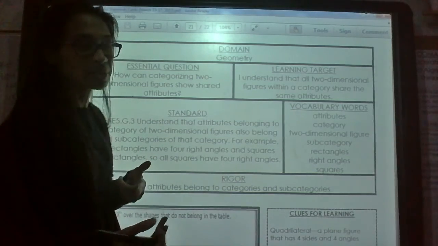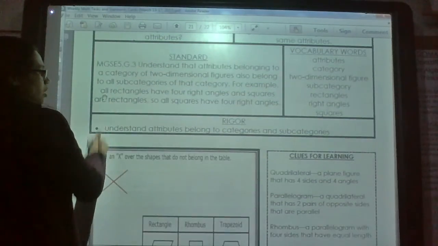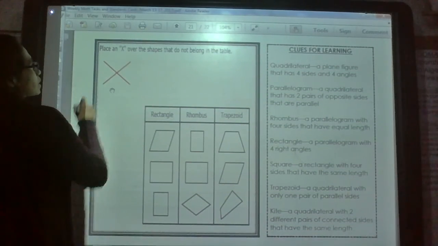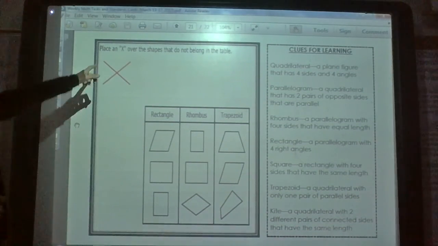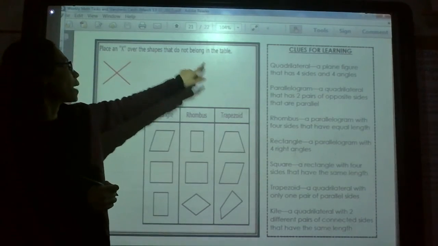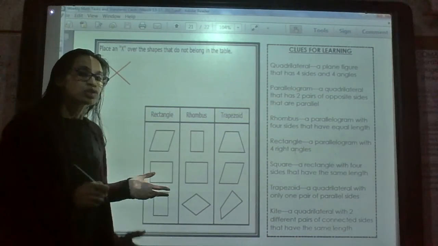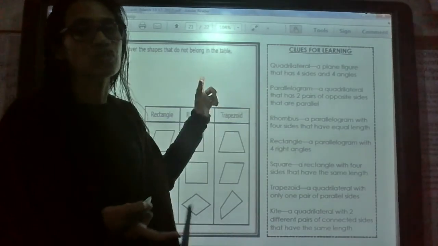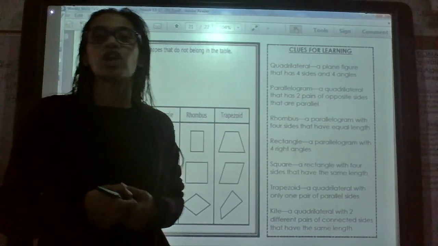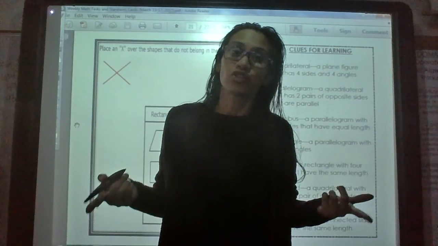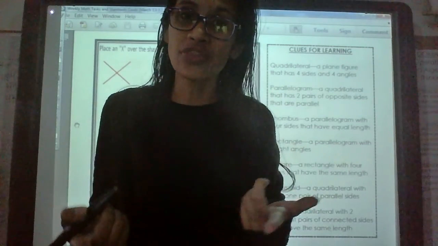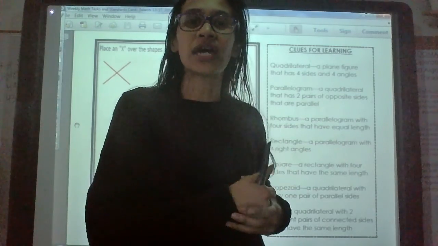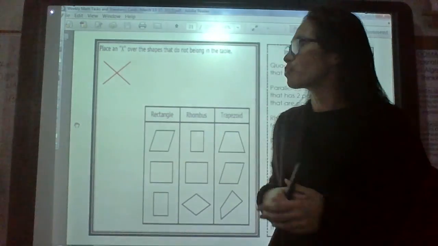All right, are you ready to begin? Let's begin. So we are working on this task right here. It says, place an X over the shapes that do not belong in the table. So what do you need to do? Write your learning target and go ahead and draw this chart in your journal so you can just do the work right there. Do not put the X on the task card because other kids need to use it also. So make sure that you write it in your journal.